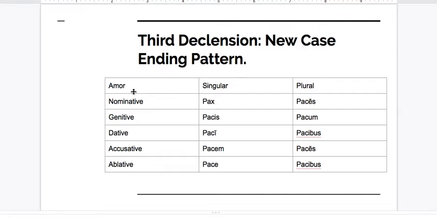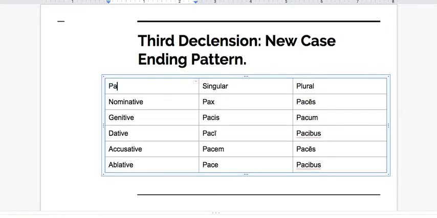Pax, peace. Pacis, of peace. Paci, to or for peace. Pacem, peace, direct object. Pace, by or with peace. Pacis, this word we're not going to see as often. Pacum, pacibus, paces, pacibus. Okay? Obviously the word peace will not often be used in the plural.